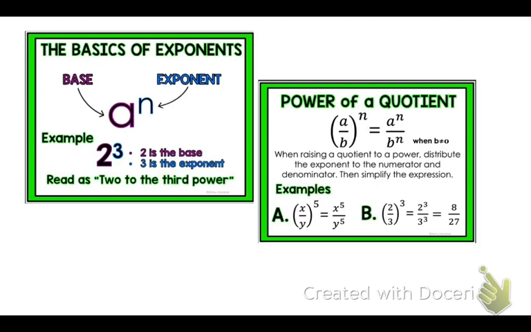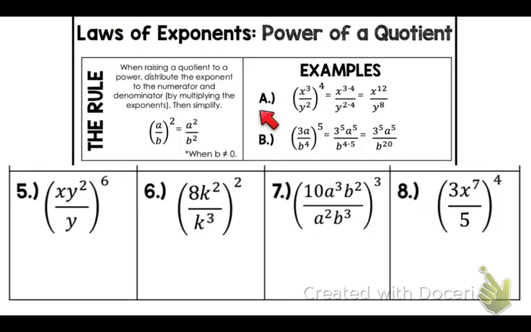So let's go ahead and look at the example they provided us here. Now, make sure that your b is never 0. The fact that your b would be equal to 0 would make it undefined. So b is never allowed to equal 0. A is allowed to equal 0, but your b is not.